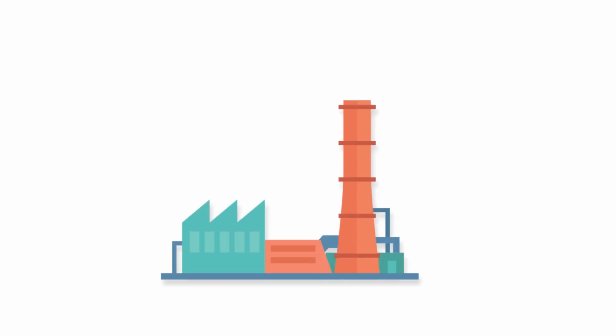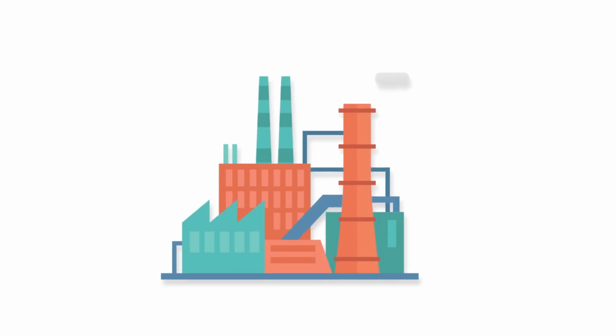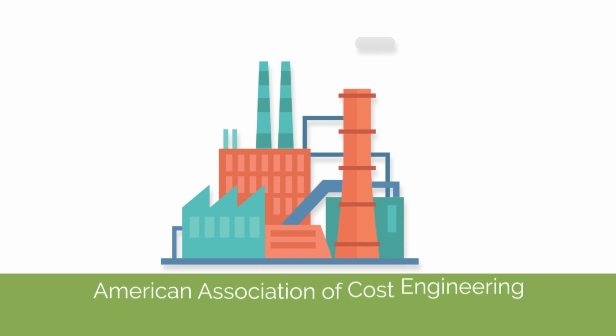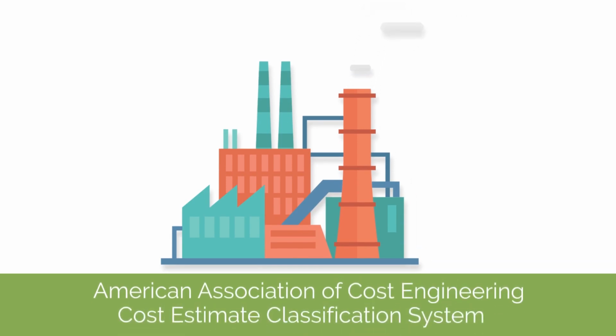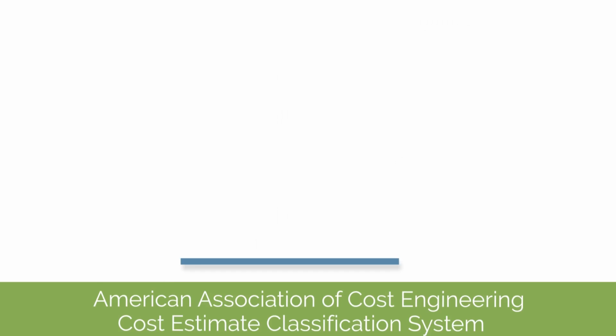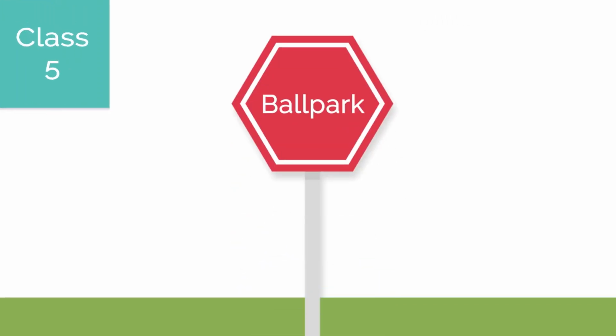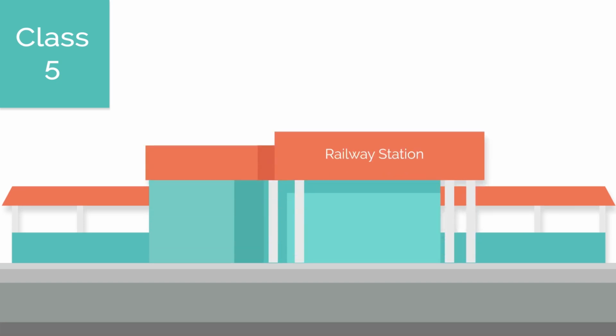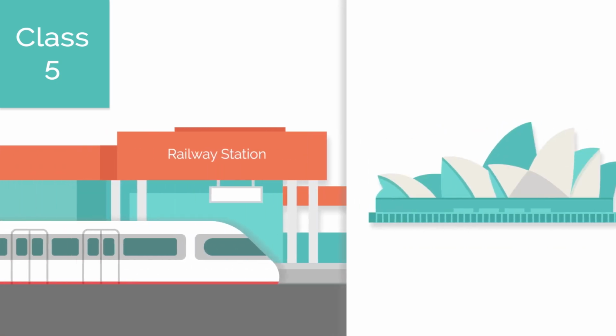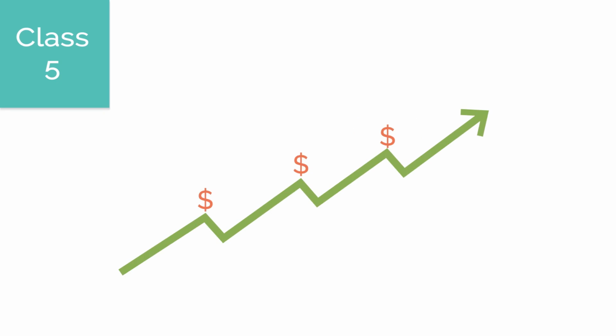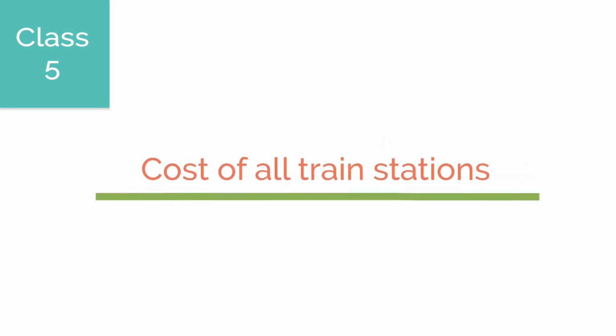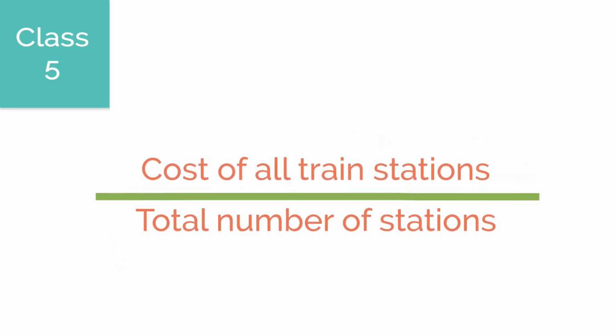Industry has moved in the direction of using a class system, with systems such as the American Association of Cost Engineering's Cost Estimate Classification System. Class 5 is a ballpark estimate. This would typically be plus or minus around 80%, depending on the industry. As an example, if you were asked to build a brand new train station in Sydney, developing a ballpark cost might involve looking at the cost of all train stations in Sydney and dividing this by the total number of stations to produce an average.